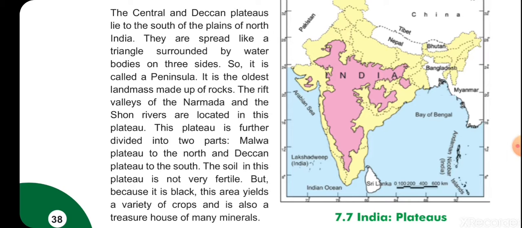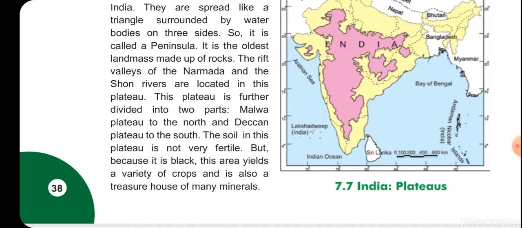The Rift Valley of the Narmada and the Son rivers are located in this plateau. This plateau is further divided into two parts, Malwa Plateau to the north and the Deccan Plateau to the south. The soil in this plateau is not very fertile, but because it is black, this area yields a variety of crops and is also a treasure house of many minerals.